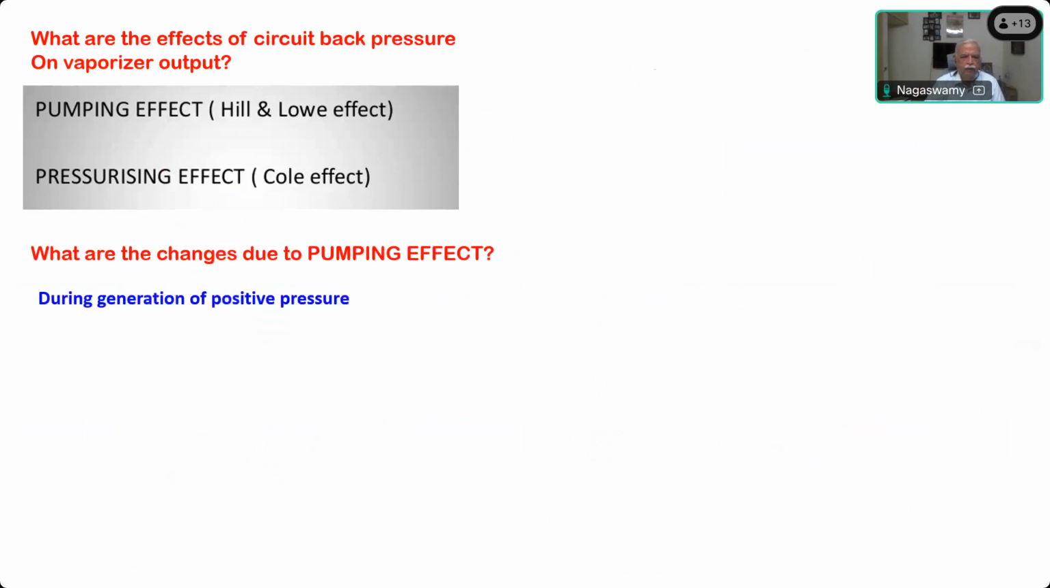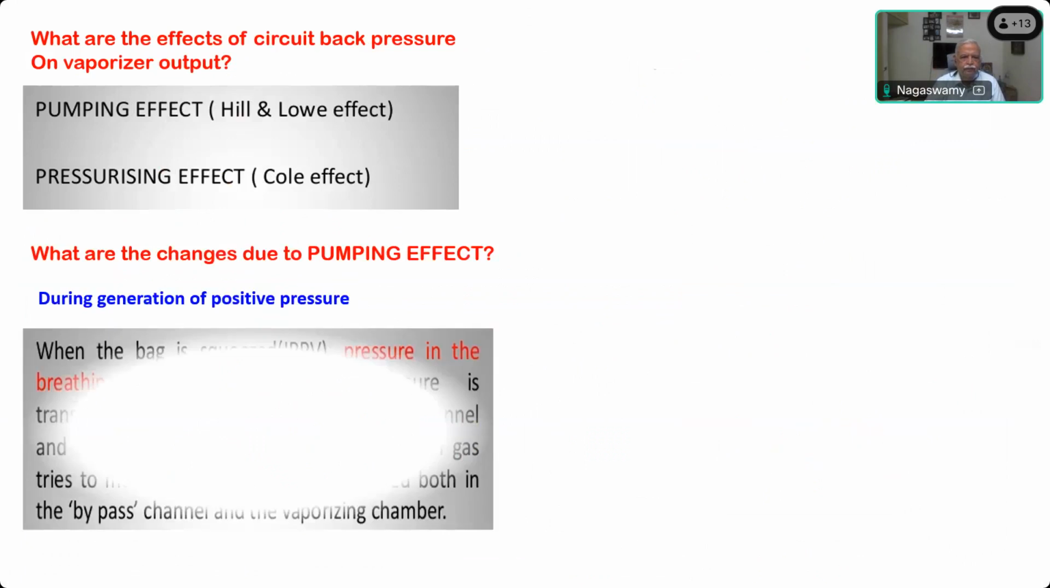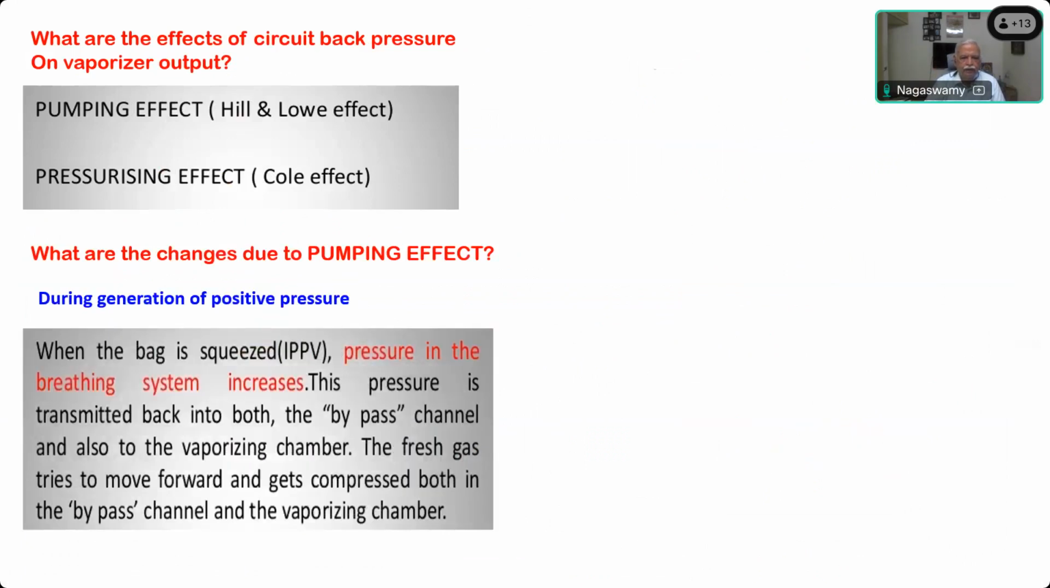During generation of a positive pressure, the bag is squeezed. So pressure in the breathing system increases. This pressure is transmitted back to both the bypass channel and the vaporizing chamber outlet. The fresh gas tries to move forward and gets compressed both in the bypass channel and in the vaporizing chamber. During sudden release, this is the next step. So you are squeezing the bag. These are all the changes that are happening.